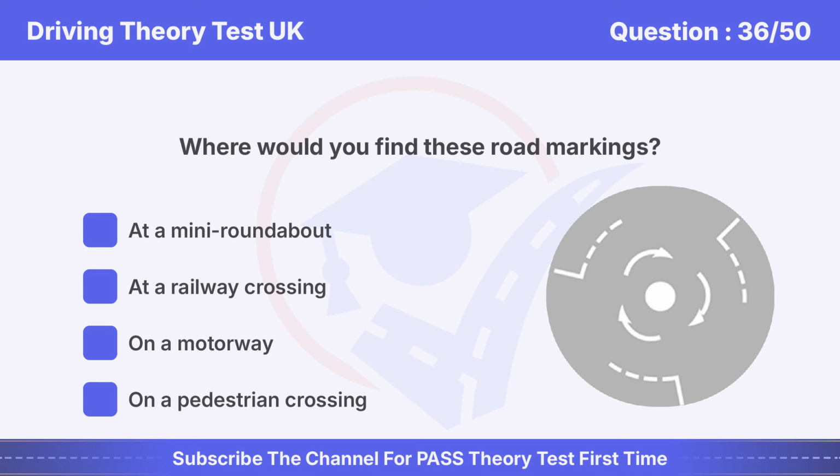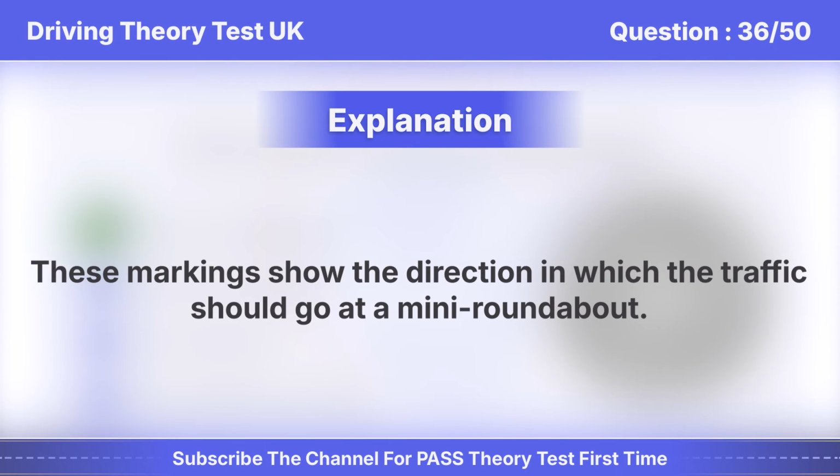Question 36. Where would you find these road markings? Answer is A. At a mini roundabout. These markings show the direction in which the traffic should go at a mini roundabout.